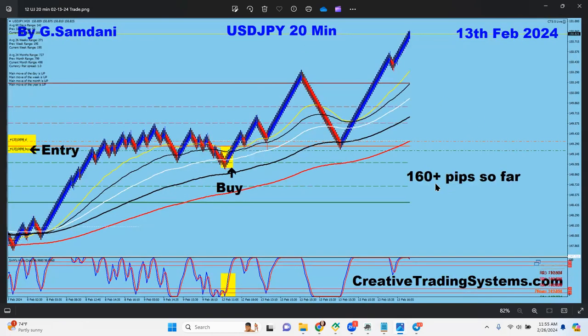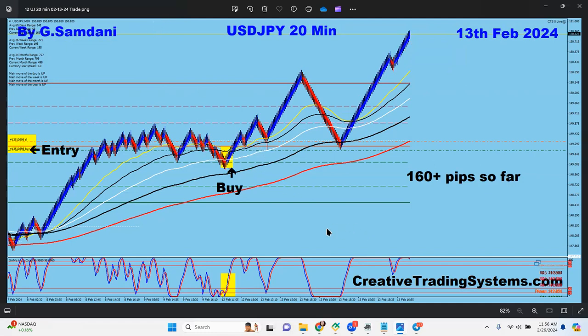USD Yen 160 pip on the 13th. This week, the only Yen trade I had is USD Yen, and it was because of the USD, by the way. USD got stronger, very, very strong after the news, and this went up. Other than that, all yen pairs were retracing because the previous week they went up all the time, all of them, and then they started to retrace.